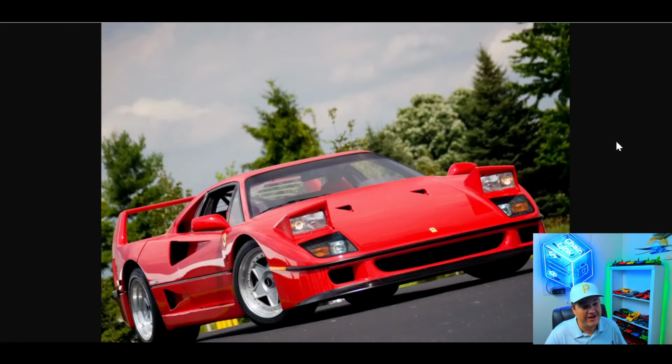The car of the day, Ferrari F40. You can get one today, right now. A real one, if you have at least $2.5 million sitting around and you'd like to just buy a Ferrari that's 30 years old now. I think it's over 30 years old. So from the 80s. So yeah.